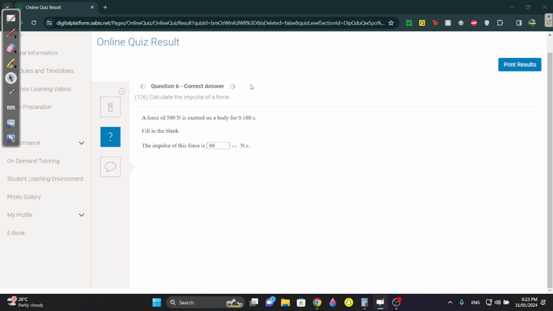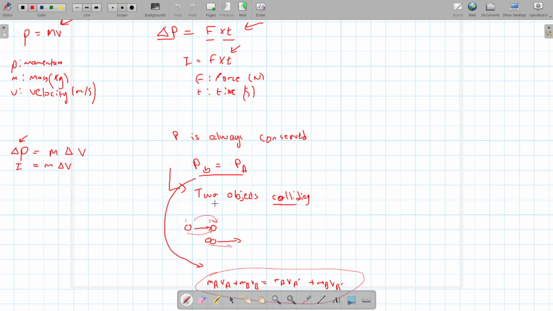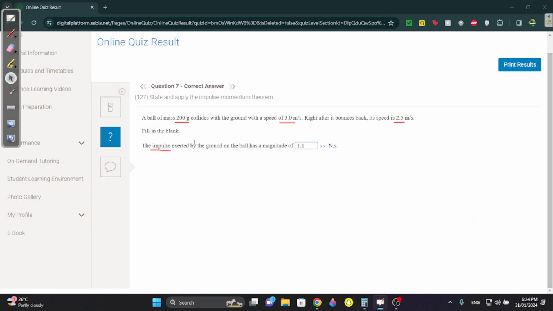Question 7. Okay, 200 grams. It collides with the ground with a speed of 3 meters per second. Right after it bounces back, its speed is 2.5. They want the impulse. Okay, if you go to the formulas I gave you previously, the impulse, delta p, is equal to the mass times delta v. It's also equal to Ft, but sometimes you don't have the force and you don't have the time. Like here, I only have the mass and I have the velocity.